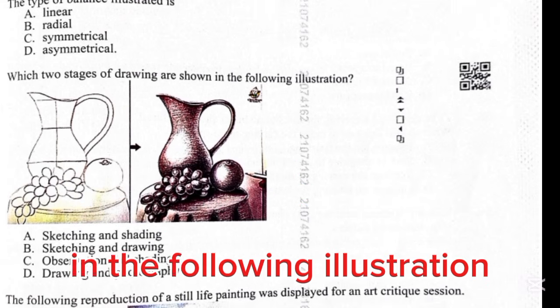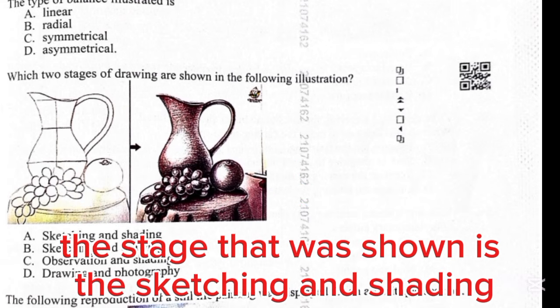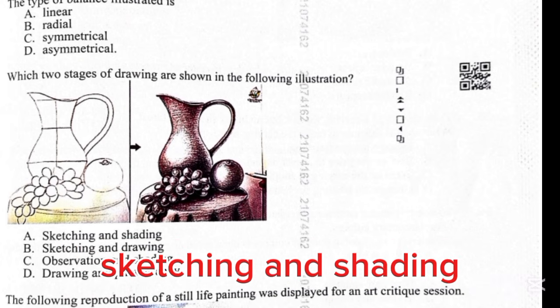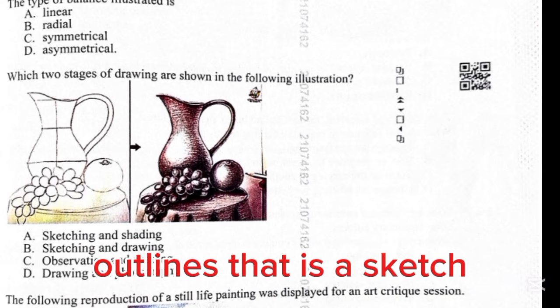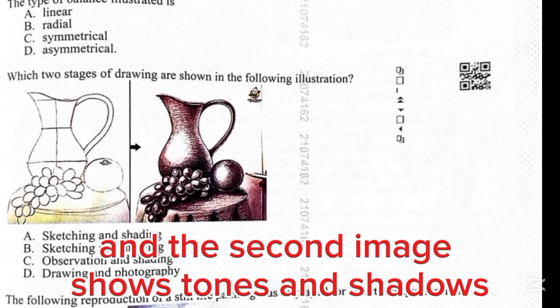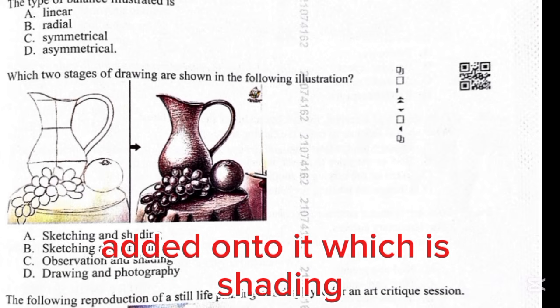Question number 32. Which two stages of drawing are shown in the following illustration? So here the stages that were shown are sketching and shading, where you find that the first image shows a symbol's outlines, that is a sketch, and the second image shows tones and shadows added onto it, which is shading.